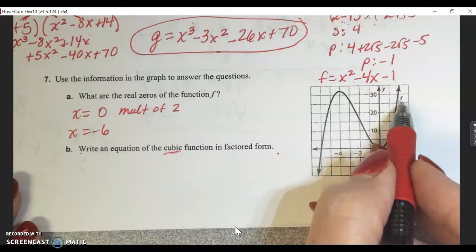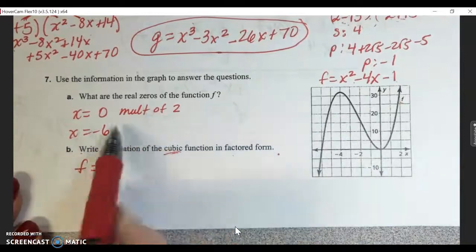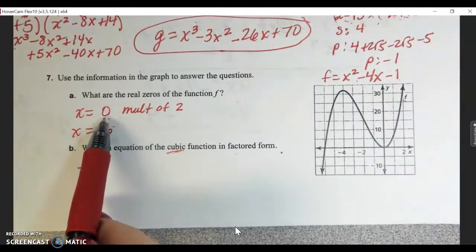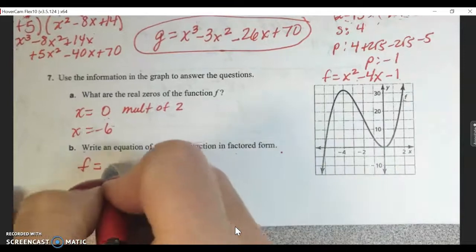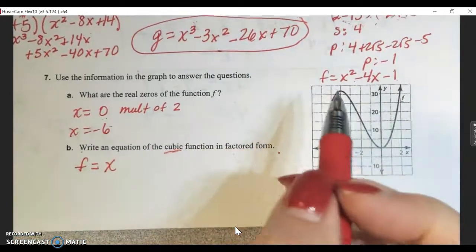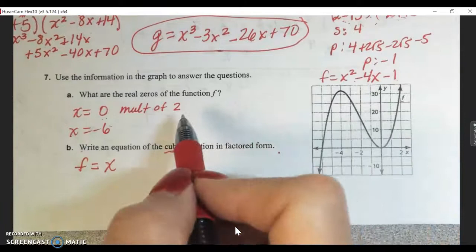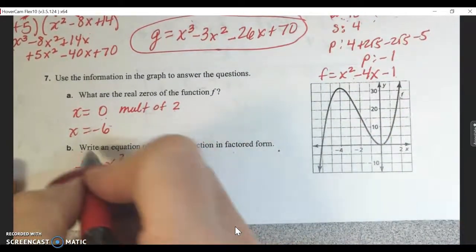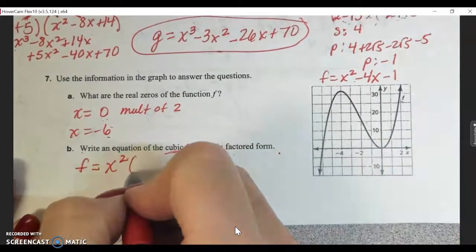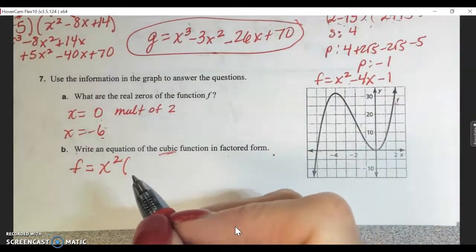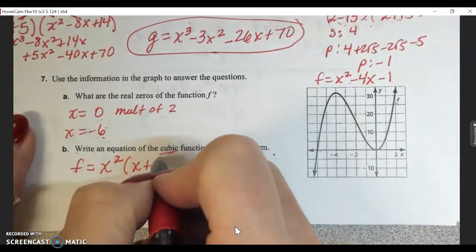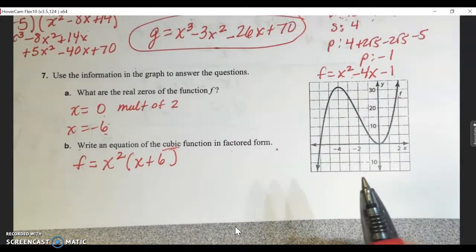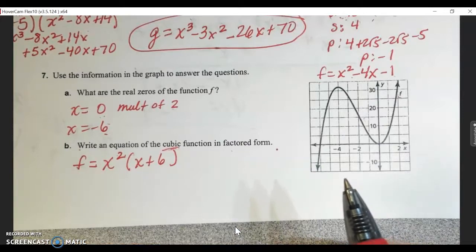Now it says to write an equation of the cubic function in factored form. So the name of the function they give us is f. If I get 0 as a solution, what was the factor that would give me 0 as a solution? Just x, isn't it? But I'm not going to just put x. What do I have to put? X to what power? Second. X to the second, because it's a bounce right there. And then I have -6 as a 0. What would that have been as a factor? X plus 6. Okay? Any questions on that?